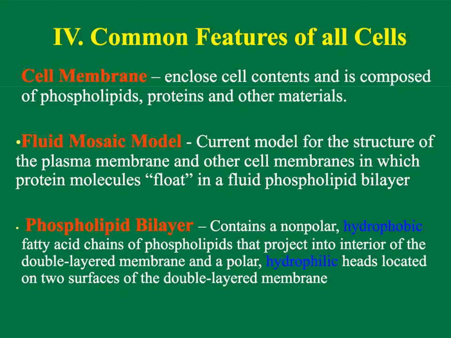So the cell membrane, once again, encloses the cell contents, and it's composed of phospholipids, proteins, and other materials. And the fluid mosaic model is the current model for the structure of the plasma membrane and many other cell membranes. And this basically is that protein molecules will float in a phospholipid bilayer. Now, the phospholipid bilayer is composed of hydrophobic and hydrophilic heads. And the best way of basically understanding that is to look at a cartoon representation.